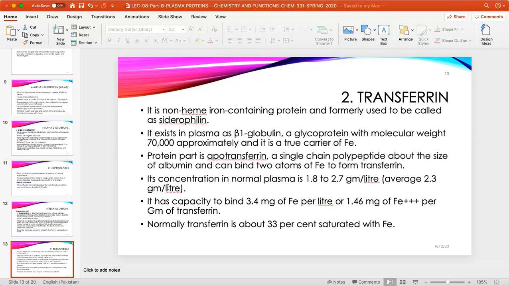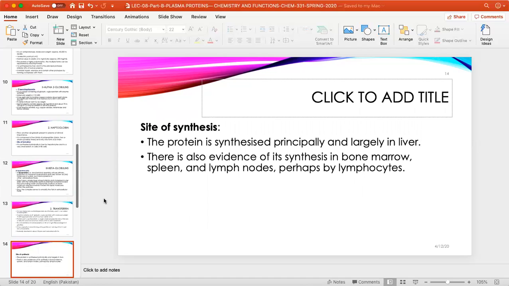Average is 2.3 grams per liter. It has the capacity to bind 3.4 milligram of iron per liter or 1.46 milligram of ferric iron per gram of transferrin. And normally transferrin is about 33% saturated with iron. So this is the composition of transferrin. Its site of synthesis is largely in the liver, and there is also evidence of its synthesis in bone marrow, spleen, and lymph nodes, and perhaps the lymphocytes.